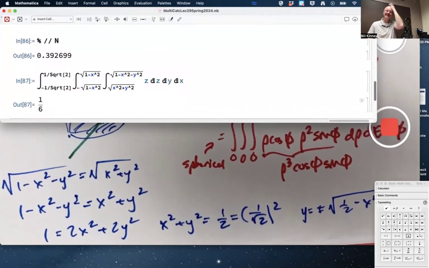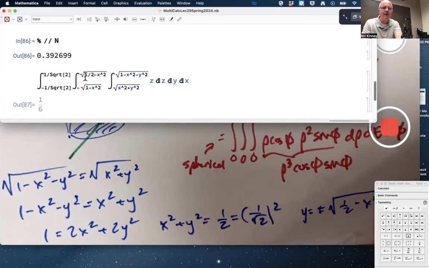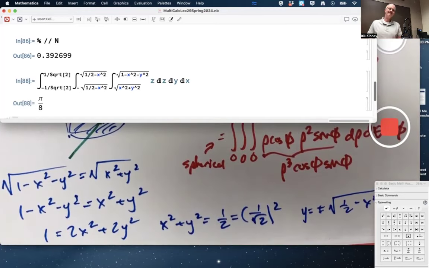No, it should not be. Oh, I know my mistake, I think. There should be a 1/2 in here. Is that enough to make a difference? Yay! That's right.